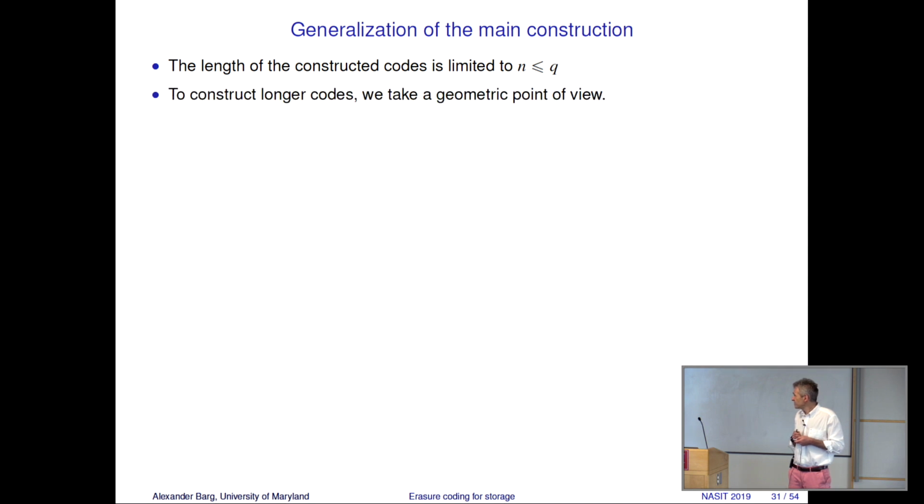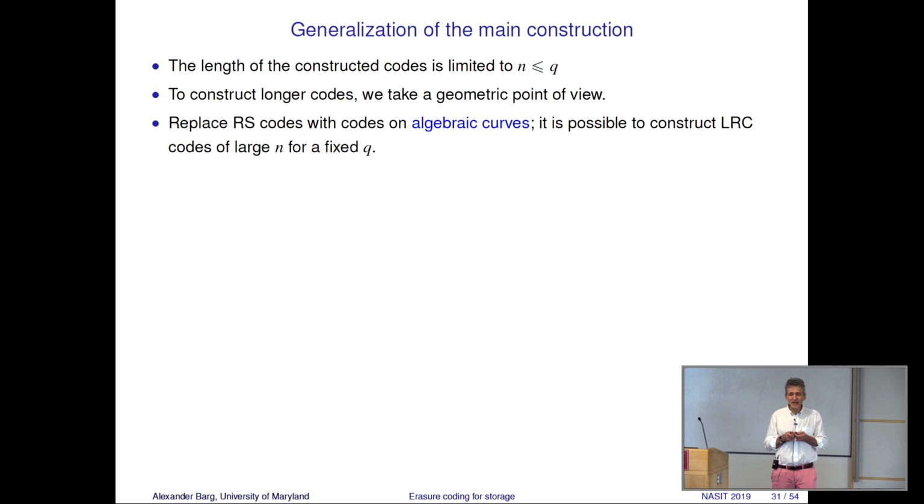There are generalizations. The length of the codes is limited to q, of course, because again, we are choosing evaluation points in the field of 13 elements. There are at most 13. What if we want longer codes? Maybe yes, maybe no. But we go back in history: what if we want longer RS codes? Well, we take more evaluation points. There are no more points in the field. How do we make more?